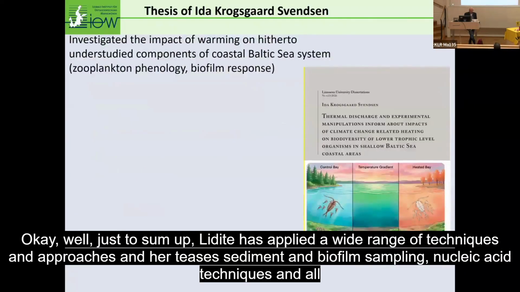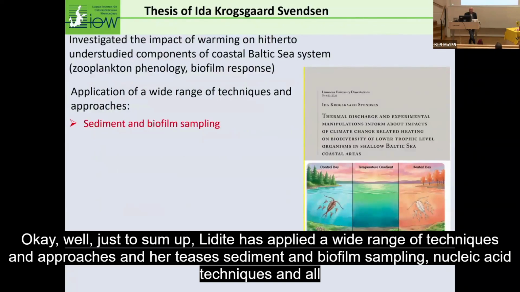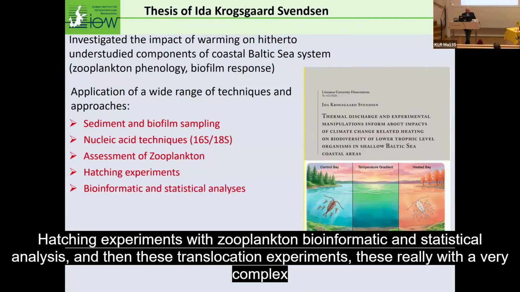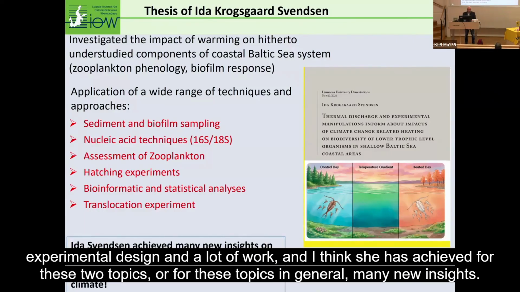Okay, well, just to sum up, Ida has applied a wide range of techniques and approaches in her thesis: sediment and biofilm sampling, nucleic acid techniques, and all that belongs to that, the assessment of zooplankton, so really going to very different trophic levels, hatching experiments with zooplankton, bioinformatic and statistical analysis, and then these translocation experiments, really with a very complex experimental design and a lot of work.